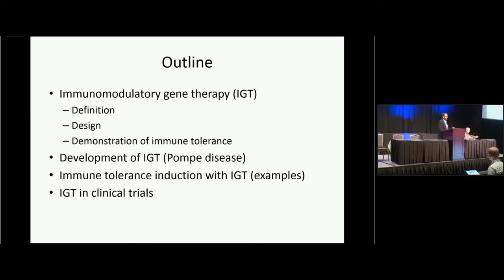So we've coined a term over the years, immunomodulatory gene therapy, or IGT, for this talk. And I'm going to define it, talk about designing vectors for this, demonstrating immune tolerance after vector administration. I'll talk about development of IGT in detail in Pompe disease, and then immune tolerance induction with IGT in hemophilia and Pompe, and then the potential demonstration of that in clinical trials.